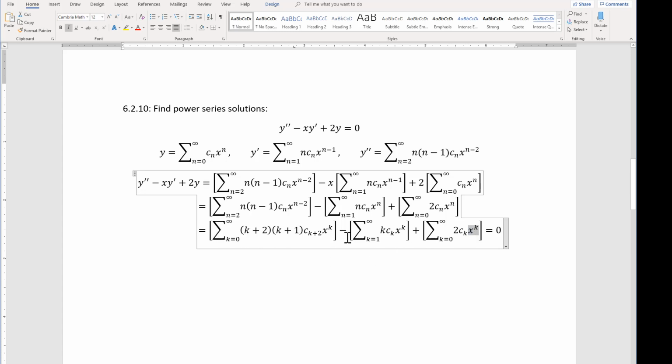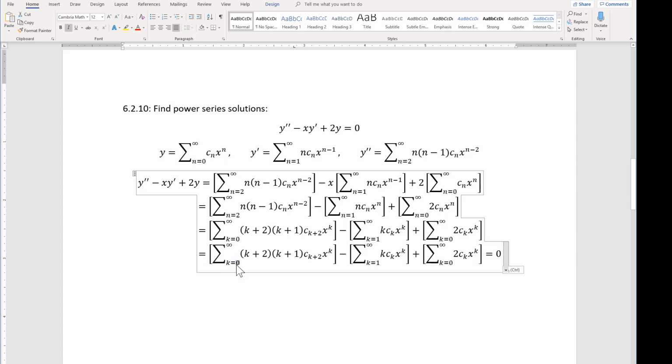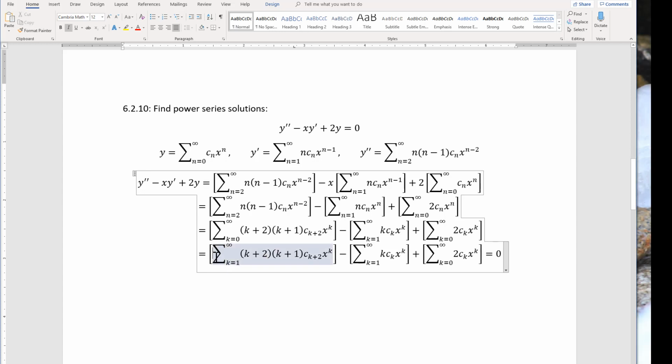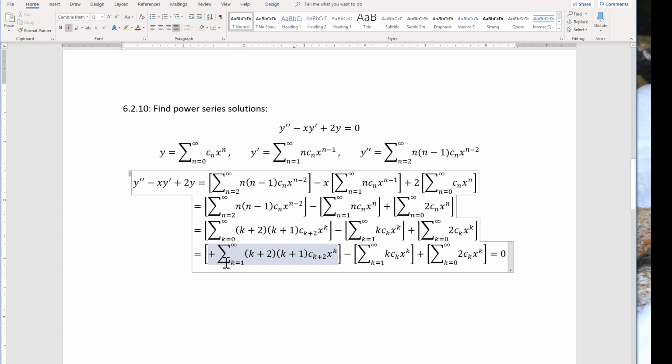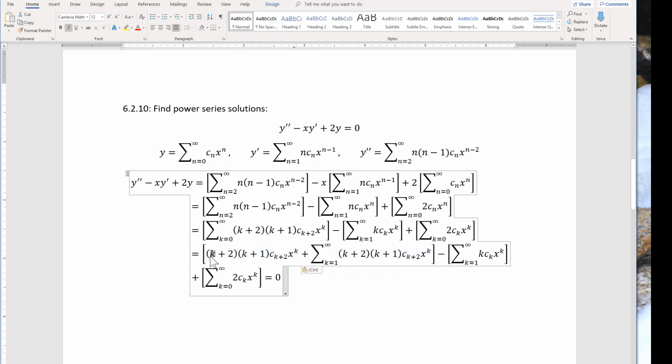And now I want to combine them, but the indices are still different. So what I need to do is I need to take out the k is equal to 0 for 2 of them. So I want this to start with k is equal to 1 because that's my largest starting point. So if I want this to start with k is equal to 1, then I'm going to have in here the k is equal to 0 term. So I want this expression here when k is equal to 0.